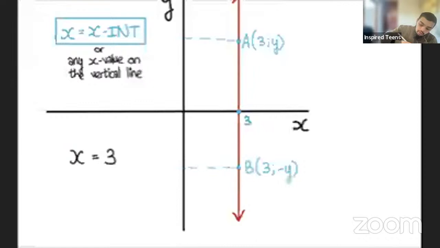Just to quickly discuss, for the vertical line, why do we have an equation in the form of x is equal to? Remember, these are straight lines.